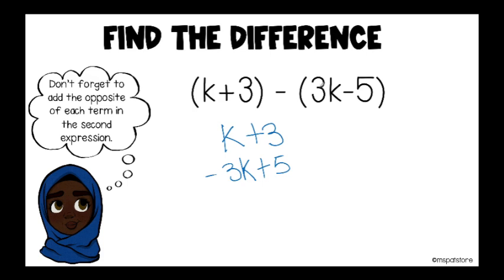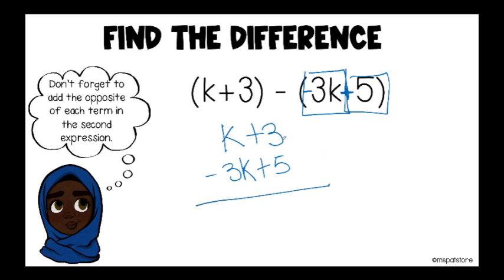I added the opposite. Did you see it? The opposite of positive 3k is negative 3k, and the opposite of negative 5 is positive 5. So I added the opposite of each one of the terms in the second expression. All right, now I'm ready to proceed.